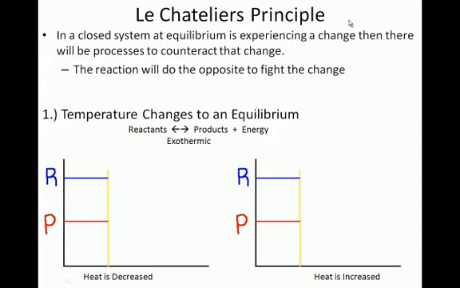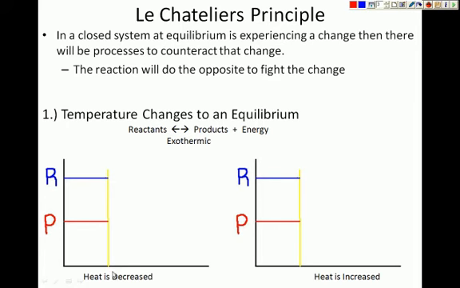So the way I like to describe it is that the reaction likes to do the opposite to fight the change. The reaction likes to fight the change. So here, our first change that we're going to look at to an equilibrium is a temperature change. So if the temperature is decreased, then the reaction will work to make the temperature increase. And if the temperature is increased, then the reaction will work to decrease the temperature. It'll do the opposite.